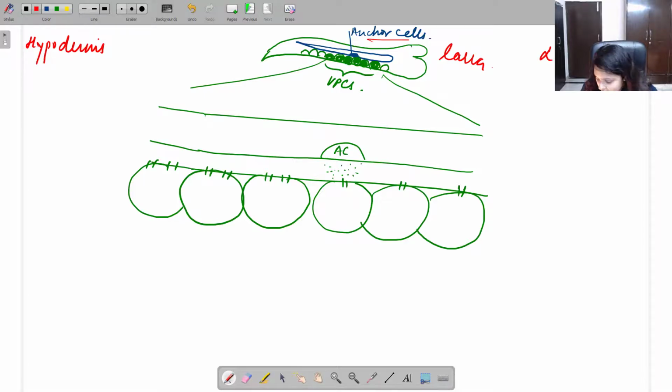One of the factors is Lin3. Lin3 is a type of EGF-like molecule. Once the anchor cell produces Lin3, it enters the extracellular matrix, and after that it binds to certain P cells just beneath the extracellular matrix, through a particular receptor. This receptor is LET-23.